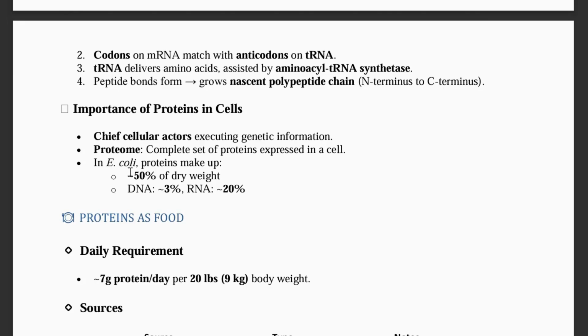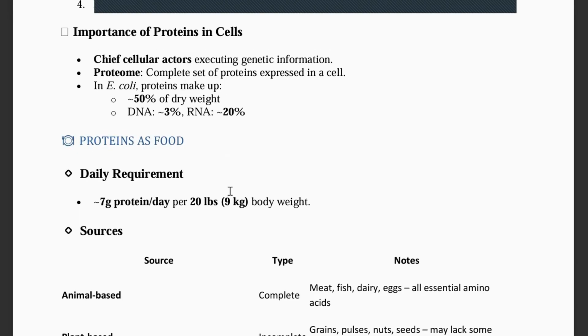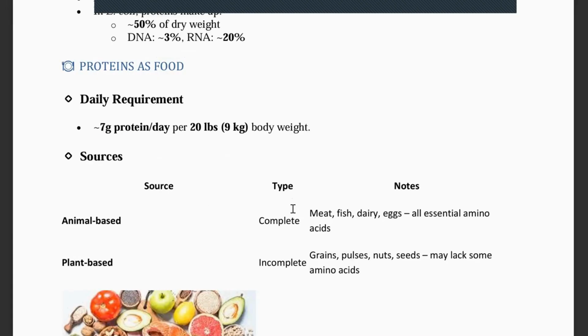In E. coli, proteins are made up of what? Approximately 50% of the dry weight. DNA is around 3% and RNA is 20%. Protein as a food. So our body requires protein. Daily requirement is approximately 7 gram protein per day per 20 lbs or 9 kg body weight.